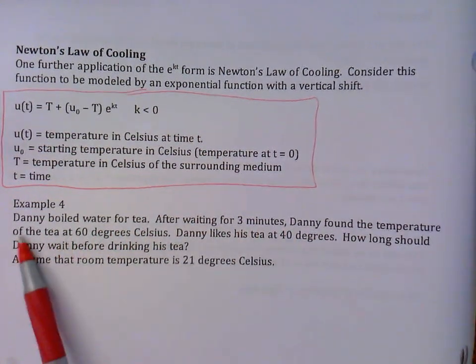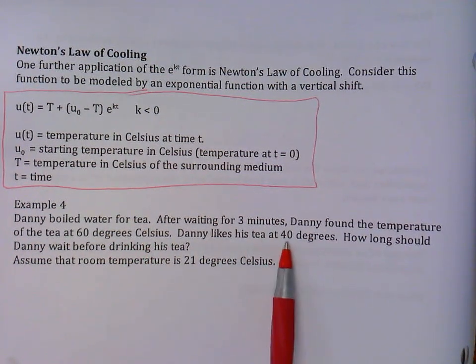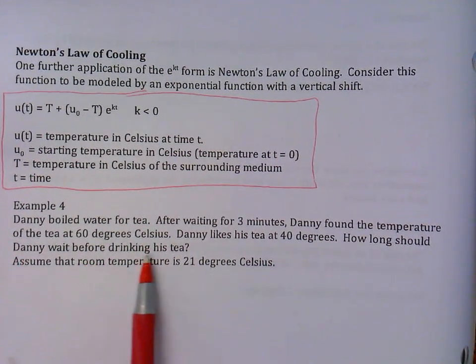So Danny boiled water for tea. After waiting for 3 minutes, Danny found the temperature of the tea to be 60 degrees Celsius. He likes his tea at 40 degrees. So how long should he wait before drinking his tea?